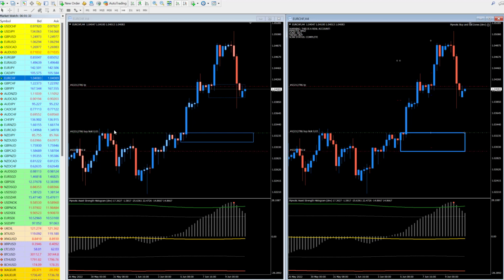Okay, because there's an area of resistance. So there's supply up here to the left. It was tested, and then finally consumed by this. So this is interesting for me.